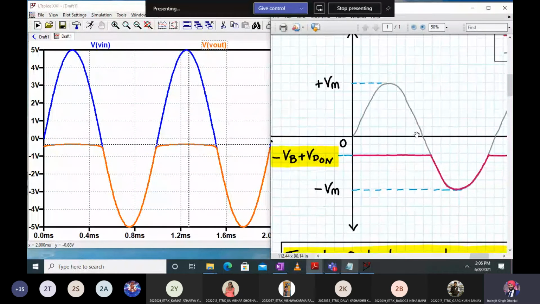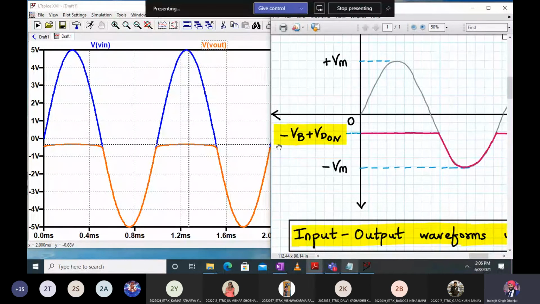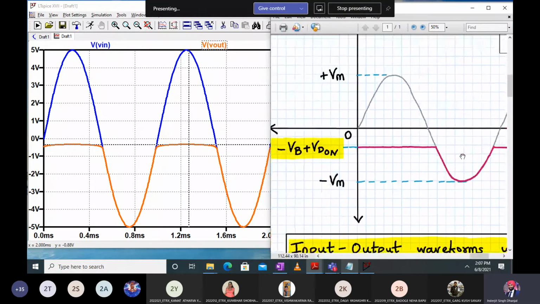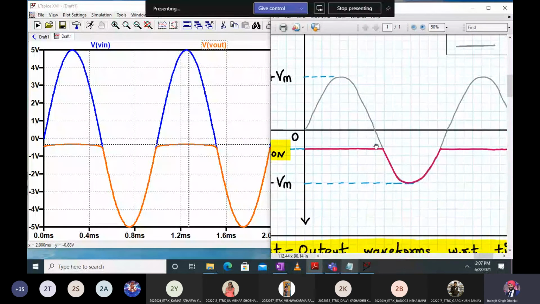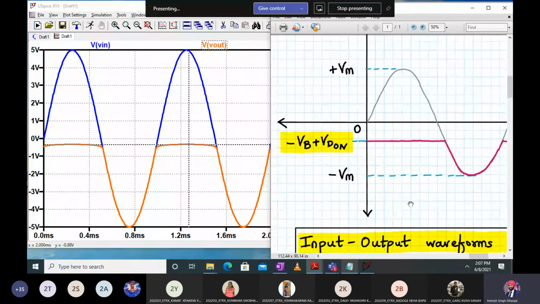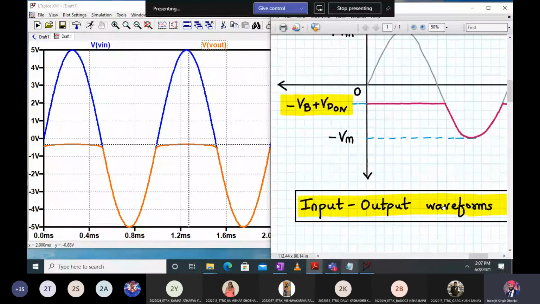Here it is. So if V in is less than minus VB plus VD on, the diode will be off and the output will follow the input. And whenever V in is greater than minus VB plus VD on, the diode will be on and it will keep the voltage constant. What about the voltage transfer characteristics?